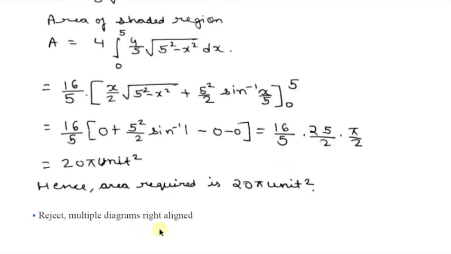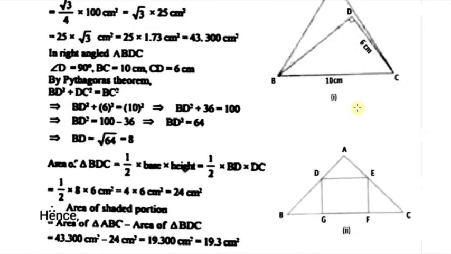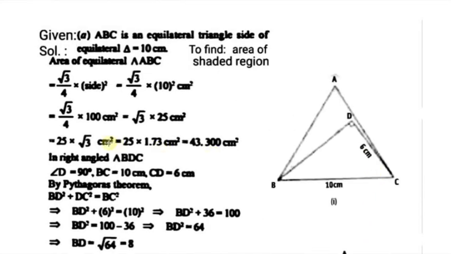And reject multiple diagrams right aligned. For example, in this case, we can see there are multiple diagrams which are right aligned. So in case of multiple diagrams, they should be left aligned. So first we'll draw here, then we'll draw here. So it should be in a horizontal position.